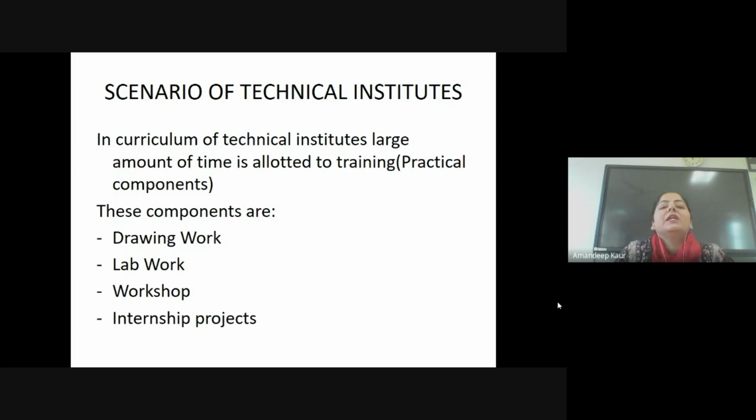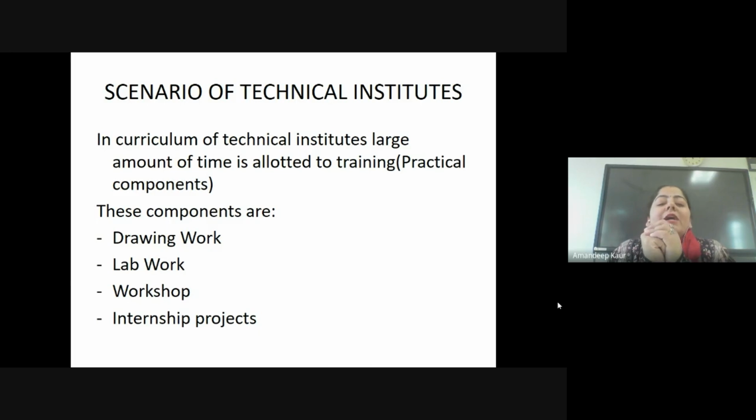So what is happening in technical institutions? As far as the curriculum of technical institution is concerned, a large amount of time is allocated to the training. That is the practical component. If it is a diploma level student, 60% weightage is given to the practical activity and 40% weightage is given to the theoretical component. As far as the graduation level students are concerned, the ratio is 60% to the theoretical component and 40% weightage to the practical component. But again, I'm saying that it is up to the department what kind of practical exposure they want to give to their students.